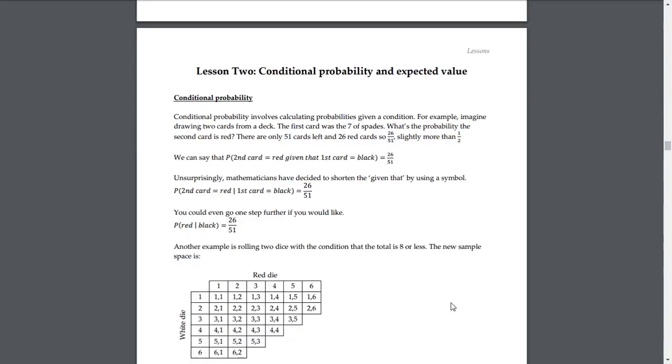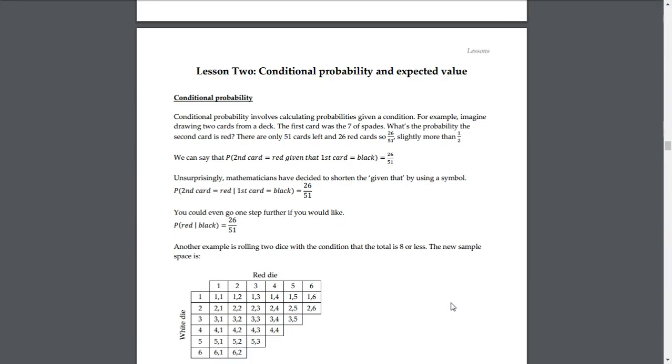Today we're going to talk about conditional probability and expected value. We're also going to talk about packs of cards. It's worth mentioning at this point that we're not dealing with packs of cards with jokers. We're dealing with packs of cards that are just the normal cards. No jokers involved. Let's move on to lesson 2, conditional probability and expected value.